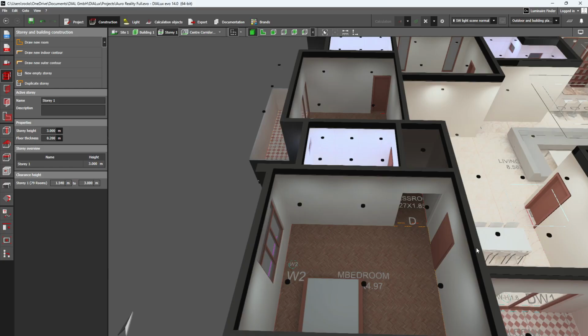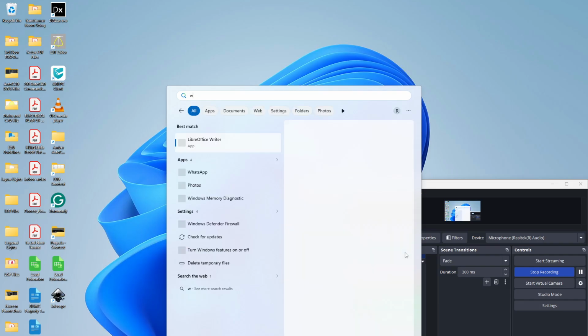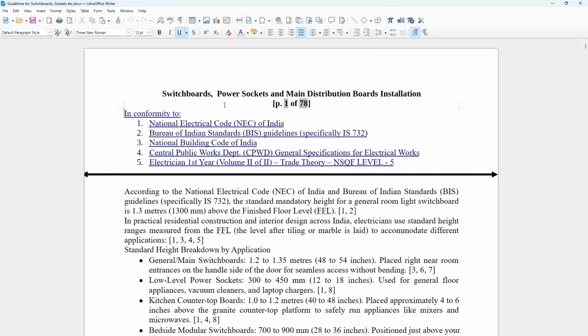Hi, today I want to share with you the electrical wiring for this house, the way I designed it. In this project I have taken care of all electrical codes of India. These are the codes which I have complied with: National Electrical Code of India, Bureau of Indian Standards Guidelines, Section 732, National Building Code of India, Central Public Works Department General Specification for Electrical Works.